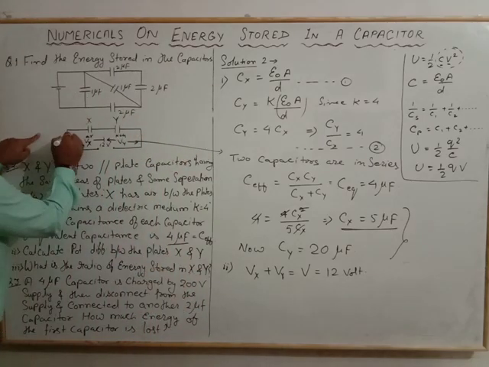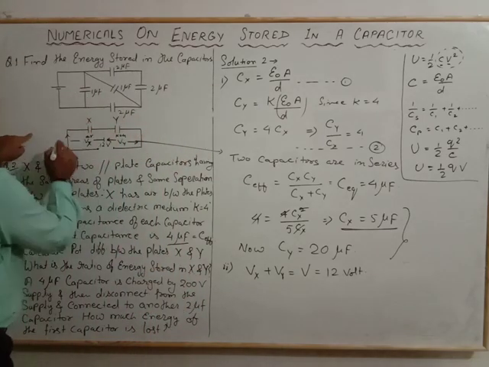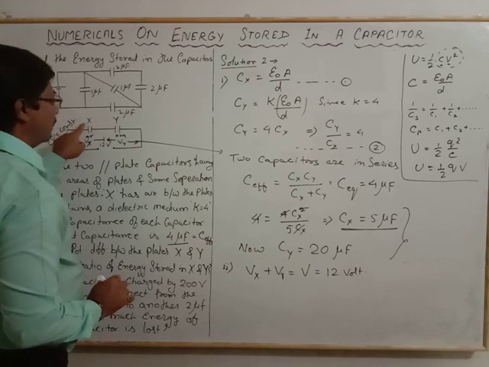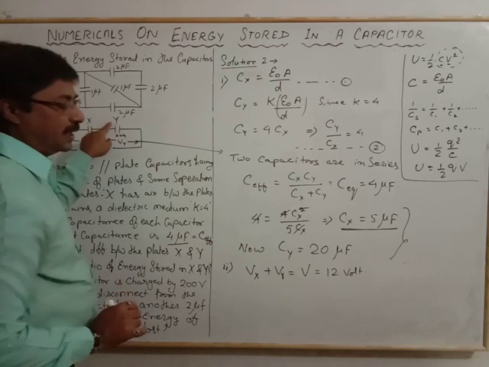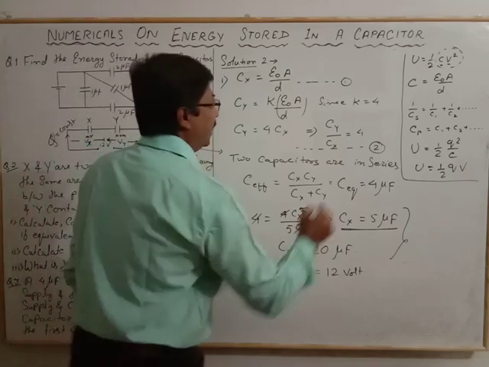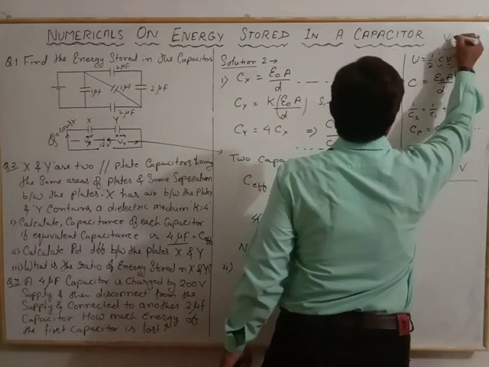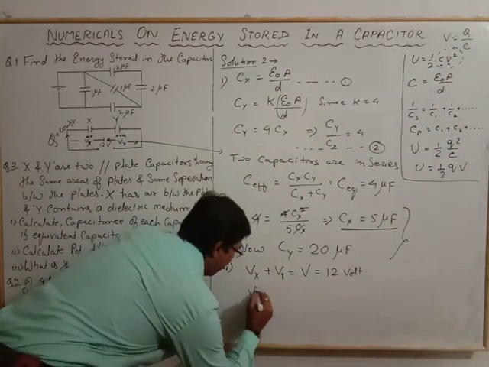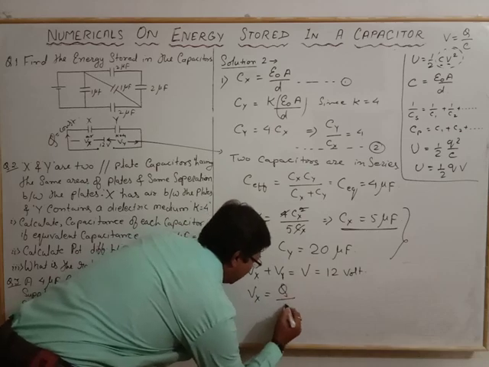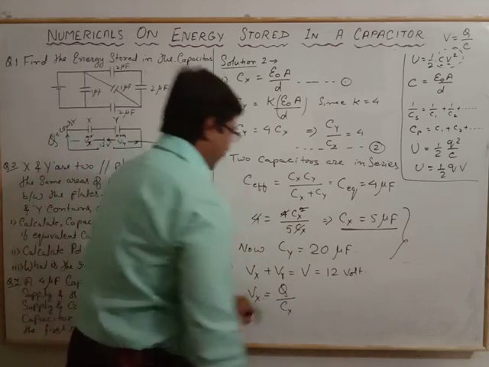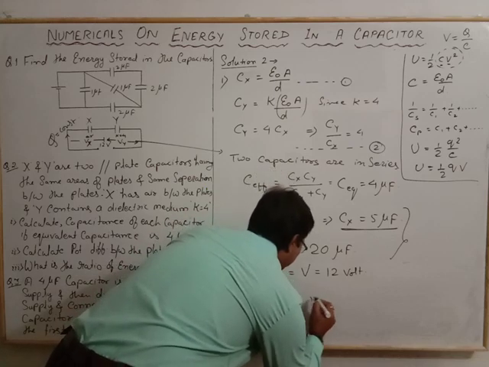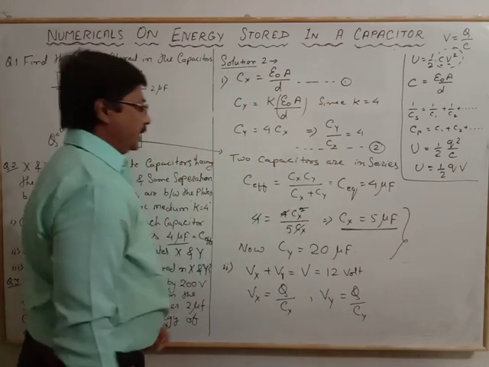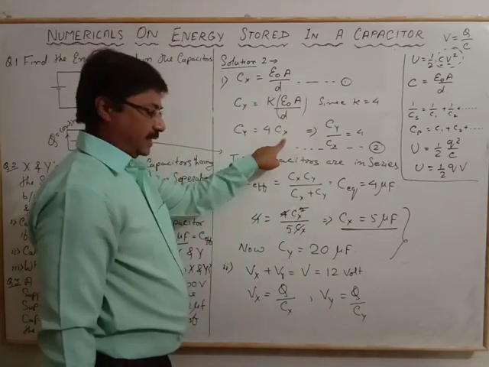Now we know that whenever the capacitors are arranged in series, the charge is constant. Constant means the charge on the X capacitor is the same as the charge on the Y capacitor. So here one relation we must write: V is equal to Q by C. For X, Vx is equal to Q by Cx, and again Vy is equal to Q by Cy. Now Cy has the value of 4 times Cx.